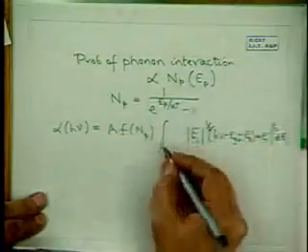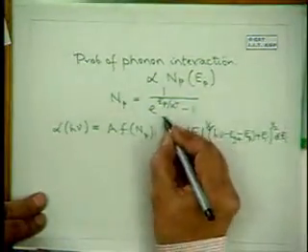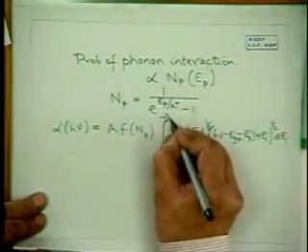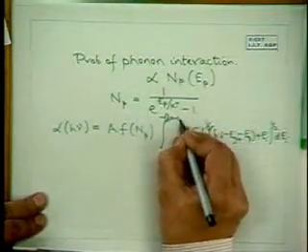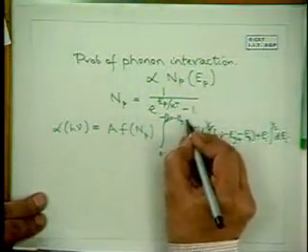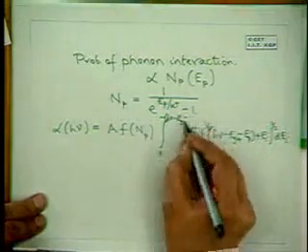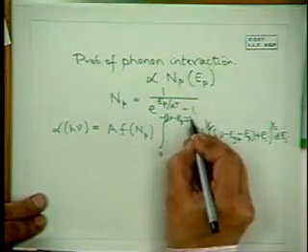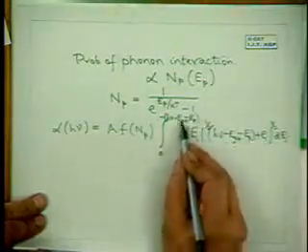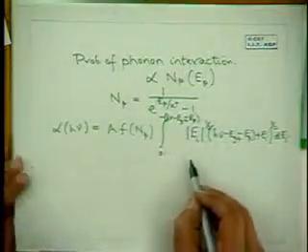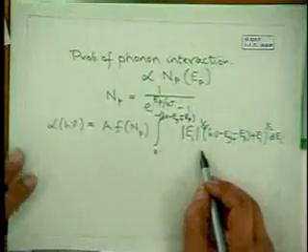And the integral limits are for all possible energies which, with either emission or absorption of the phonons, give you the final energy state of EF.